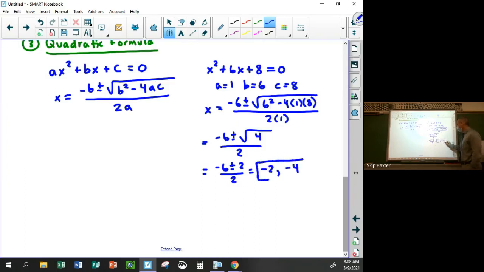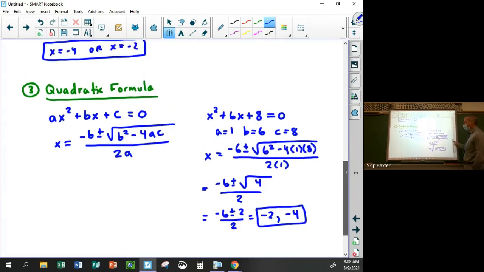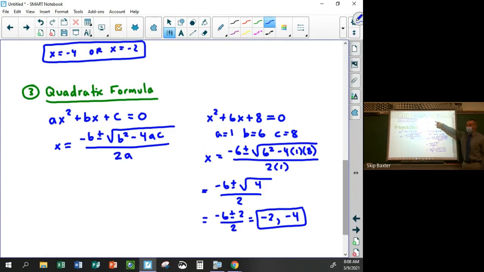So I get the same two answers that I got by factoring. Remember, by factoring, I got negative 4 and negative 2. I get the same two answers here. The benefit of doing it this way is even though it's a little more calculations, it works every single time. It gives you the answer, even if the answers end up being irrational or fractions or something weird. It works every single time.